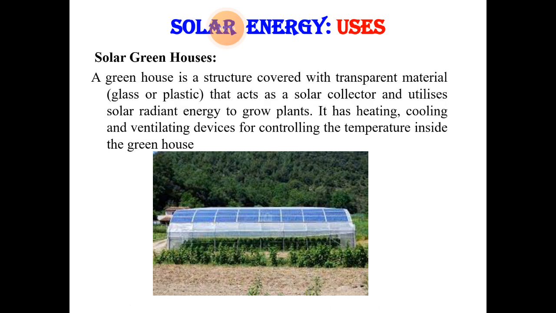The next usage of solar energy is in solar greenhouses. A greenhouse is a structure covered with transparent glass or a plastic material that acts as the solar collector. The solar radiation that is trapped inside is used to grow the plants. This device has a control panel for temperature, heating, cooling and ventilation. Likewise, we find a variety of usages of solar energy in various fields.